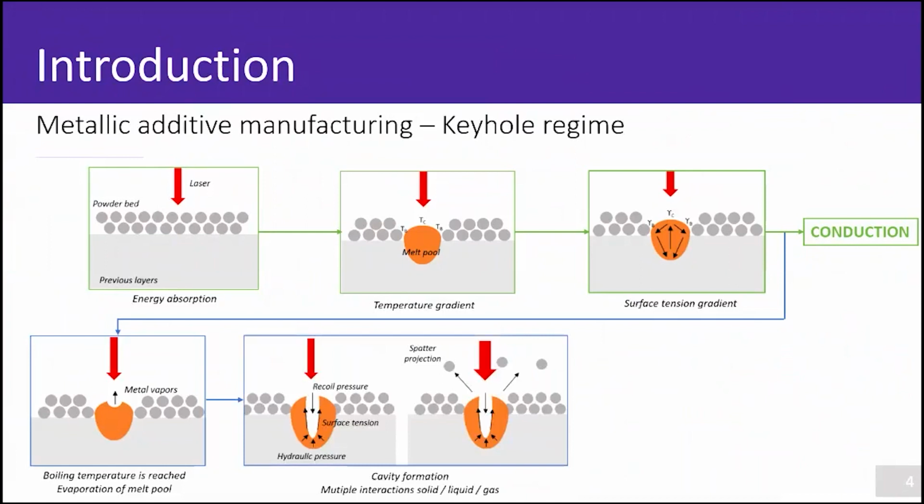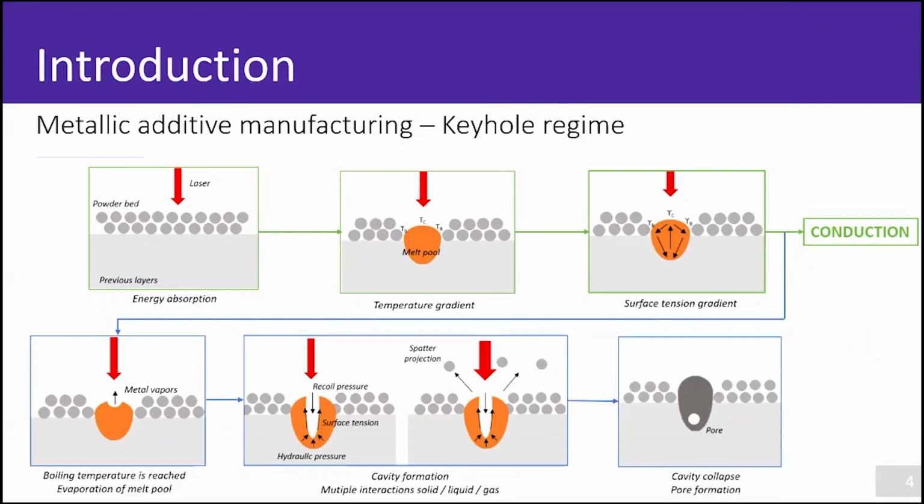And the keyhole cavity is maintained because of the recoil pressure linked with metal evaporation, but the surface tension and the hydraulic pressure tend to close the cavity. So you have a competition inside the cavity between the recoil pressure that opens the keyhole and the surface tension that tends to close the cavity. So it's a really unstable regime that creates a lot of pore formation if you work with high energy and you are in the keyhole regime.